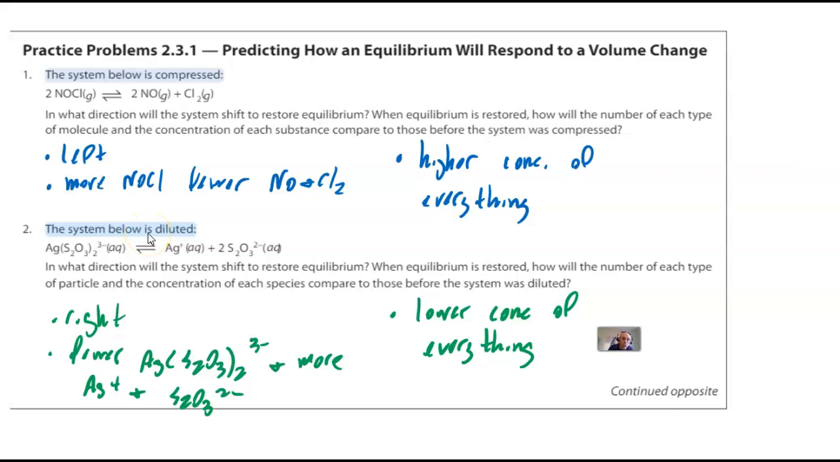Number 2 is diluted. That's decreasing the osmotic pressure, decreasing the concentration. This system will shift in such a way to increase the concentration, increase the pressure, and that's going to be to the side with more dissolved ions. That's going to be to the right. System will shift right. Meanwhile, that will decrease the Ag(S2O3)2 3- ions, and increase the silver and S2O3 2- ions. Because it's being diluted, all of the particles, all the reactant and product ions, will be at lower concentration at equilibrium than they were before.